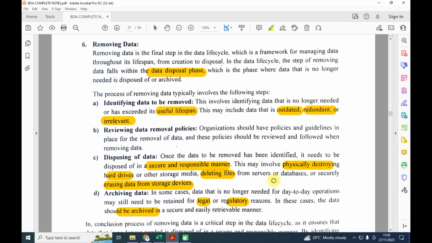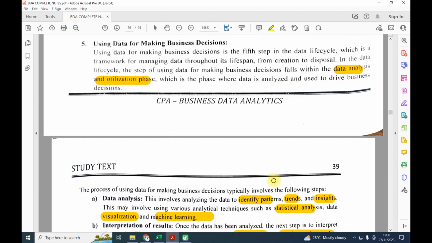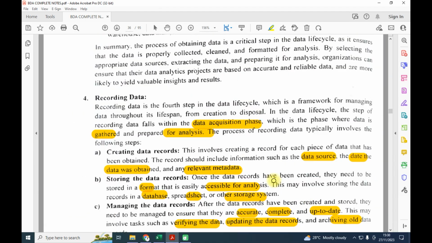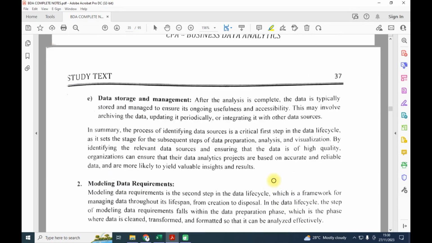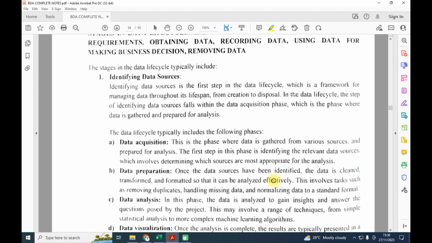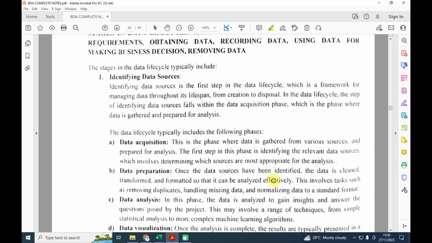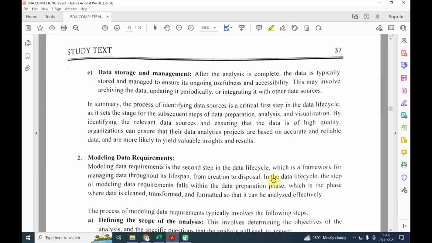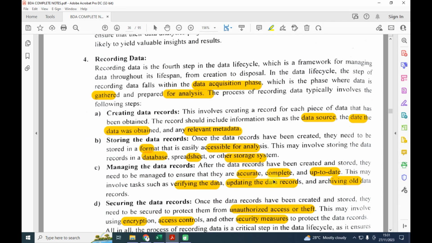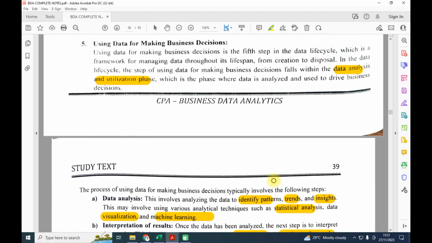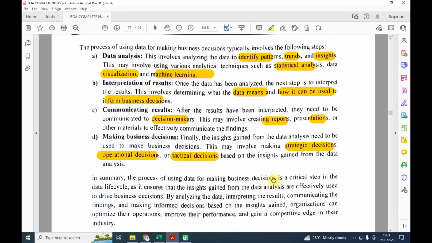And those are the 6 stages. Remember, the first one was identifying the data source. We have identified the data source. Then the second one, we have modeled. You should distinguish between the phases and the stages. There are 6. We identify the data source, we model the data requirement, then we obtain the data, then we record the data. The fourth, we use the data for decision making, then we do the removal of the data.